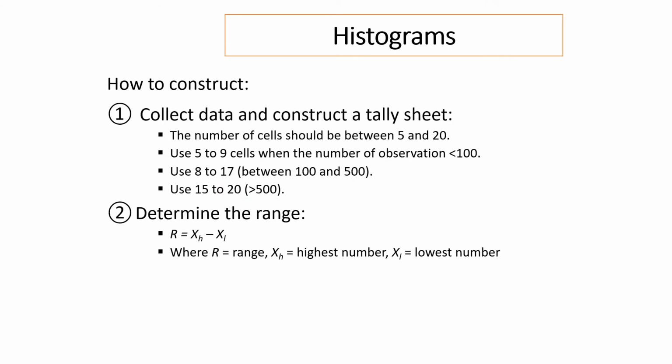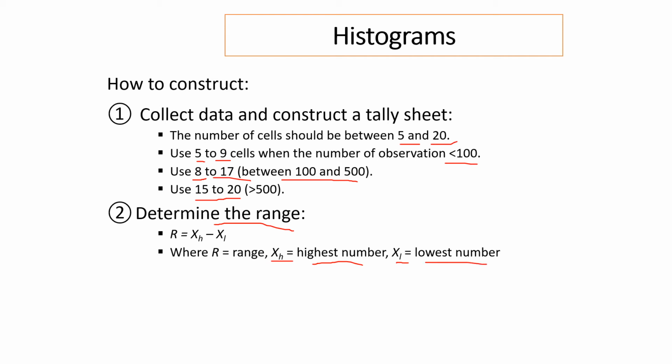Okay, how to construct? Collect data and construct a tally sheet. The number of cells should be between 5 to 20. You can use 5 to 10 cells when the number of observations is less than 100. Use 7 to 14 between 100 to 500, and 15 to 20 if the number is more than 500. So how to determine the range? This is the formula. Determine the range by xh minus xl, where xh is the highest number, xl is the lowest number.